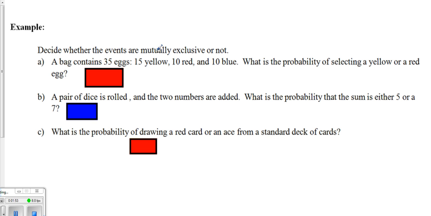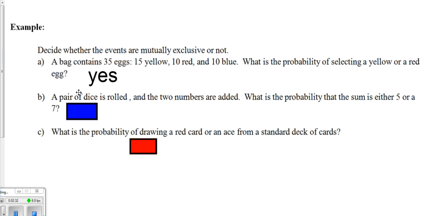First, we need to decide if they're mutually exclusive or not. So if a bag contains 35 eggs, 15 of them are yellow, 10 of them are red, and 10 of them are blue. What is the probability of selecting a yellow or a red egg? Now, if you reach your hand into the bag and just grab out one egg, can it be both yellow and red? Well, no, it cannot. So yes, these would be considered mutually exclusive. Okay, these cannot happen together. Exclusive means they're excluding each other.